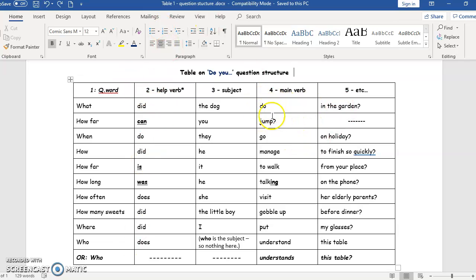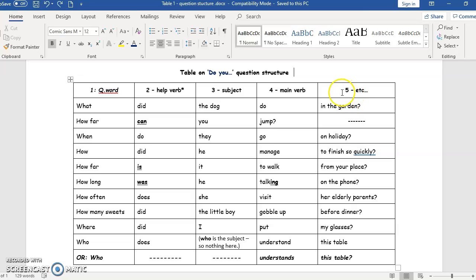So here the main verb is do, jump, go, manage, to walk, talking, visit, gobble up, meaning eating very fast, put, understand. They are all the main verbs of the sentence. And you usually use the base form. Sometimes it's a bit different, like here, you need the to as well. I will not explain this, otherwise it gets confusing. That's for another day.